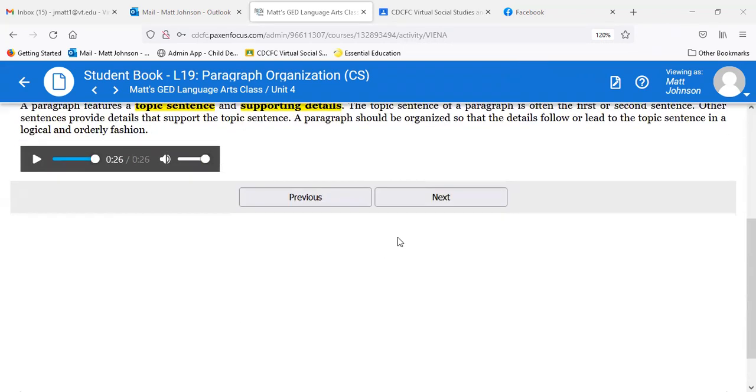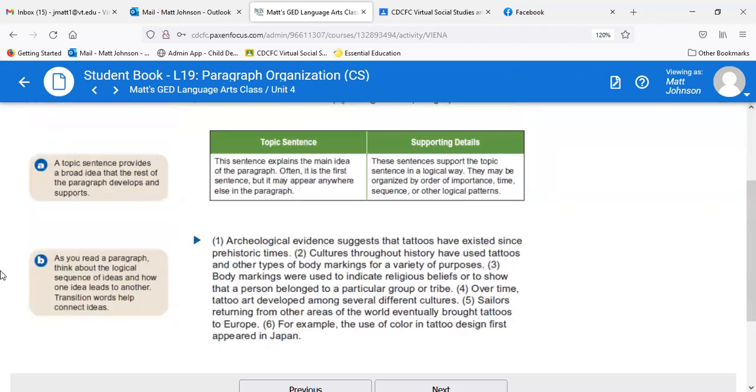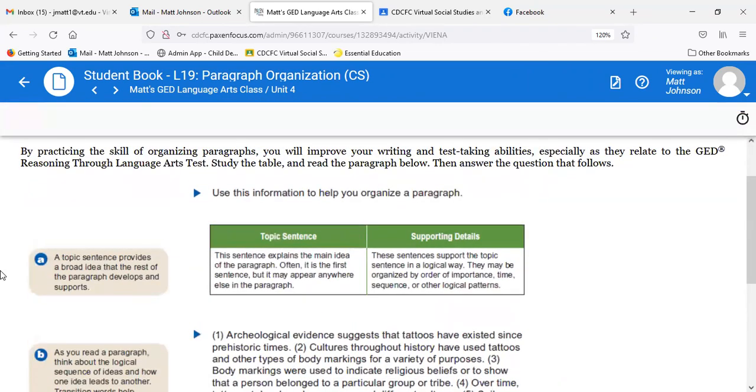All right, so let's take a look here at how we organize. So like it says here in our table, your topic sentence. This sentence explains the main idea of the paragraph. Often it is the first sentence, but it may appear anywhere else in the paragraph. Yeah, I mean, it could be buried in the paragraph somewhere. It could be in the middle. It could be at the end. But in most cases, you're probably going to see it as one of the first few, one or two sentences.